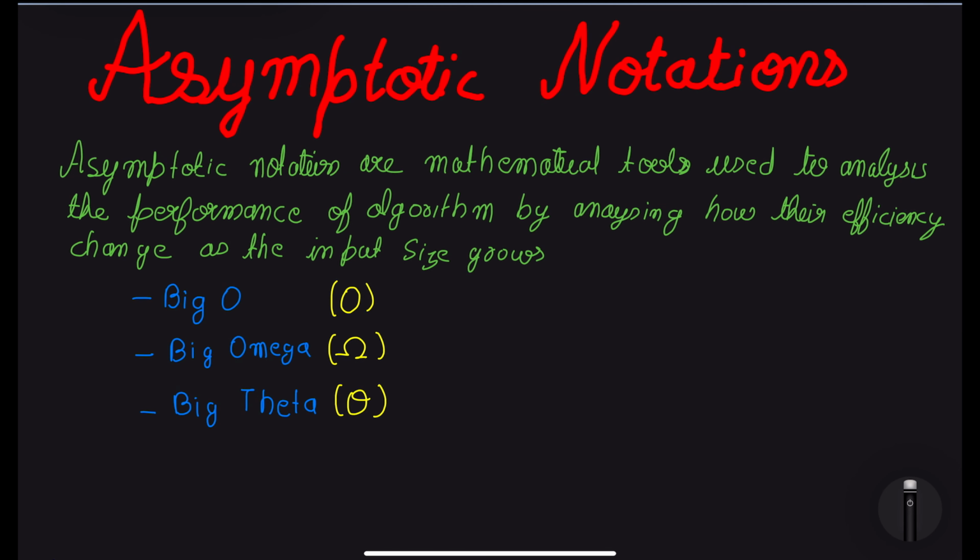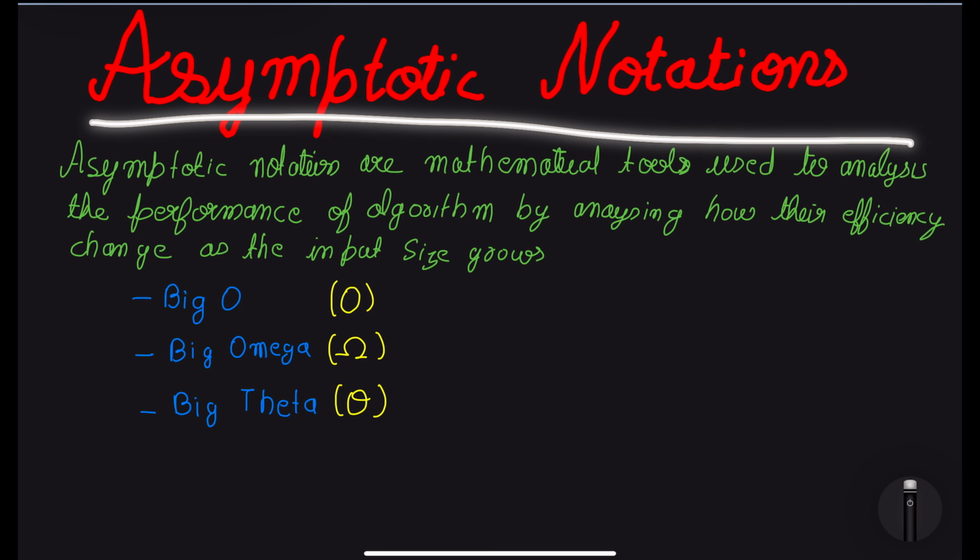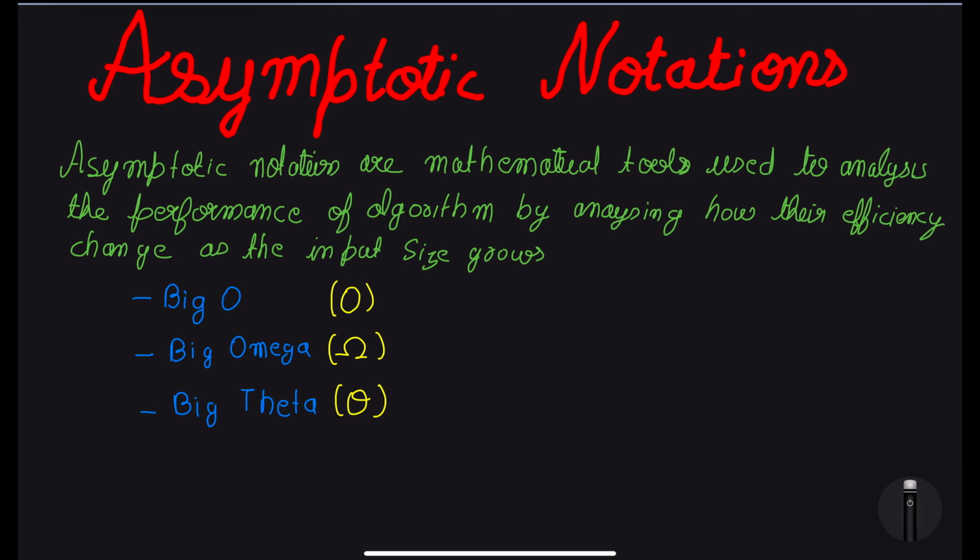The topic for today's video will be asymptotic notations. Asymptotic notations are mathematical tools used to analyze the performance of algorithms by analyzing how their efficiency changes as the input size grows. By using asymptotic notation such as big O, big omega, big theta, we can categorize algorithms based on their worst case, best case or average case time or space complexity, providing insights into their efficiency.